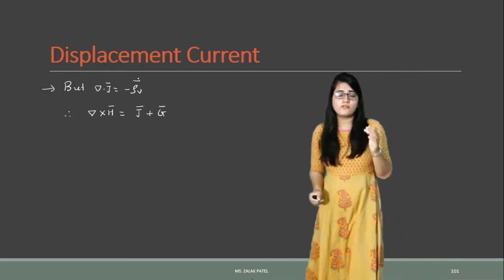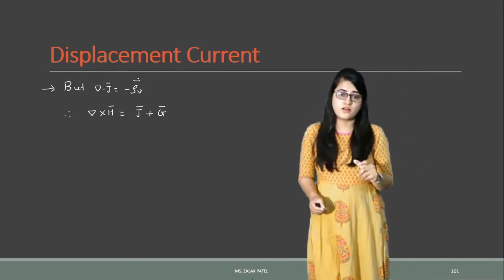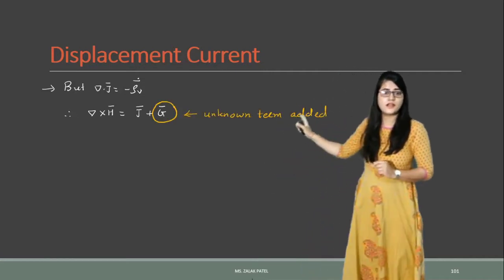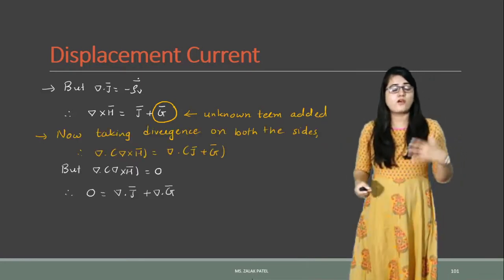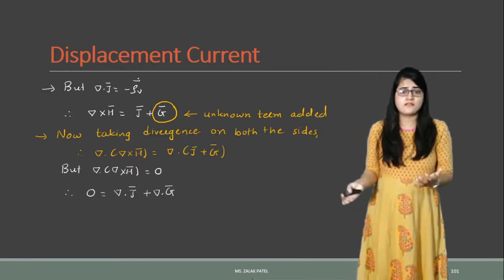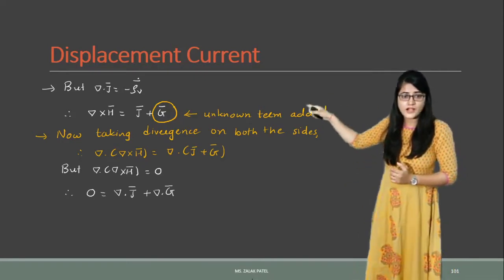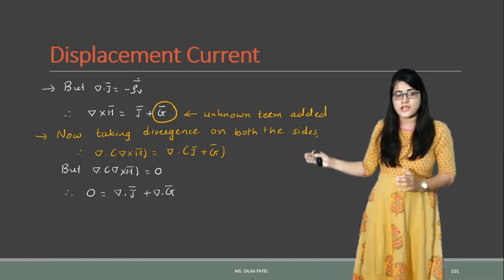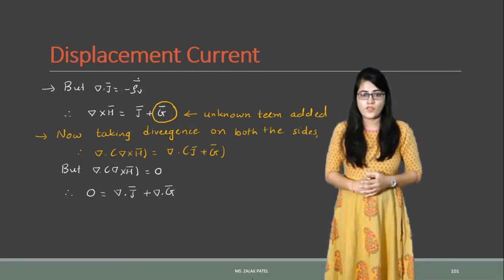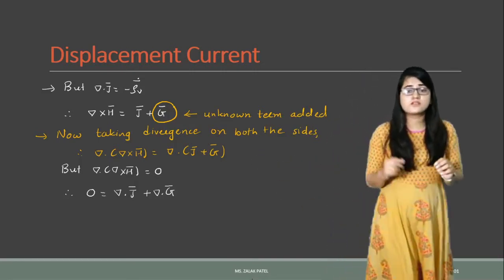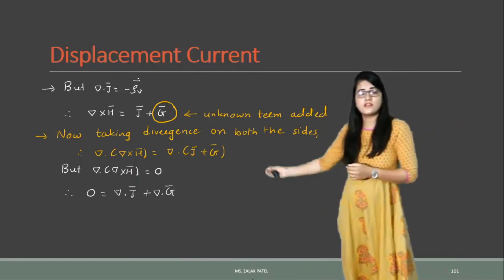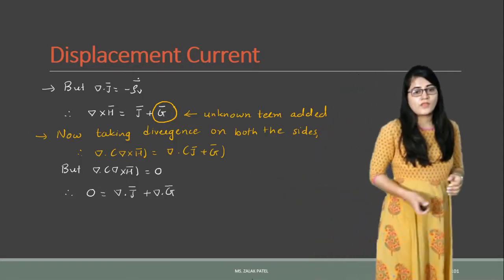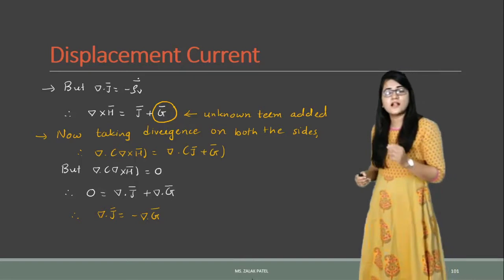Now let's find out what vector this G bar, our supposed extra term, denotes. For that, as I said, this unknown term is added, and now again I have to take the divergence on both sides as I have done in the previous slide. So del dot del cross H equals del dot of J plus G. But again the divergence of curl is 0, which means the left hand side is 0. That means 0 equals del dot J plus del dot G. So del dot J becomes minus del dot G bar.